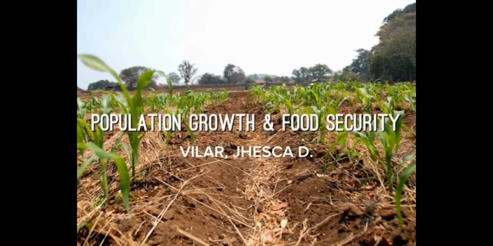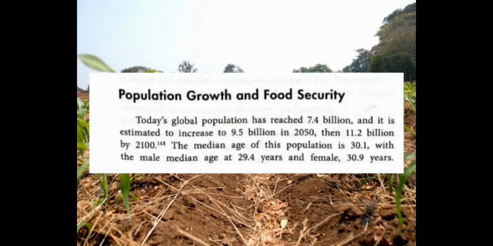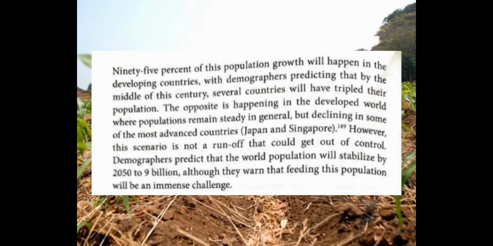Population growth and food security. So in today's global population, our population right now has reached 7.4 billion and it is estimated to increase to 9.5 billion in 2050, then 11.2 billion by 2100. So the median age of this population is 30.1, with a male median age at 29.4 years and female 30.9. So 90% aning atong population growth will happen in the developing countries.